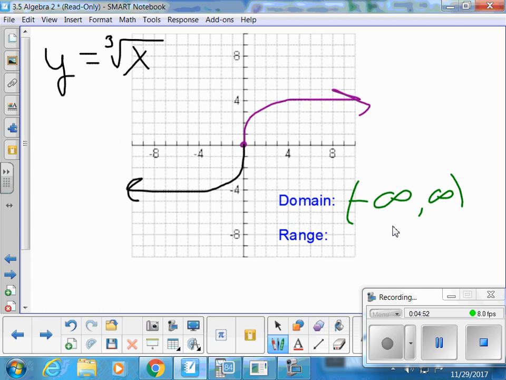And range, same thing. This would continue down, this would continue up. So it's negative infinity to infinity for each. Or you can just write that all reals if that suits you better. This is how the pre-calc teachers want you to do it when you get to pre-calc.